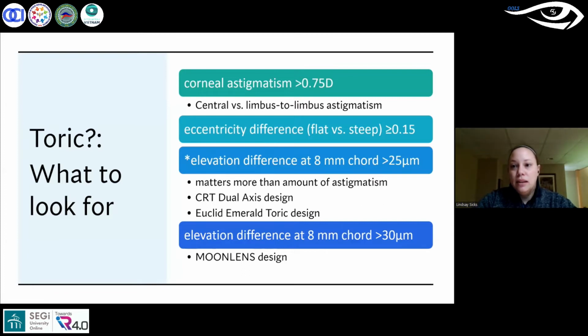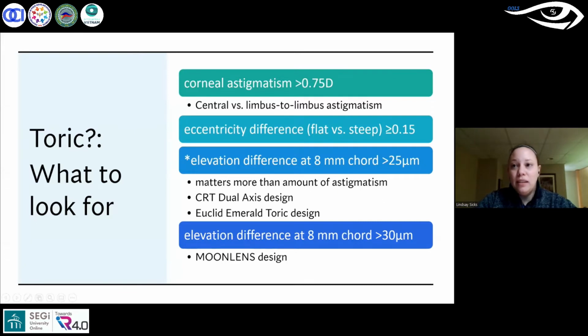And when that difference is on the higher side, that can tell me that the shape is different in one meridian versus the other. And so that can be an indication for a toric design. Depending on the lens design you're working with, they can go into the topography file with you, or if you send it to them, you can drop an 8mm chord and look at the sagittal height difference, the elevation difference at an 8mm chord.